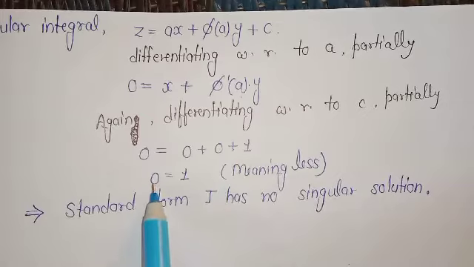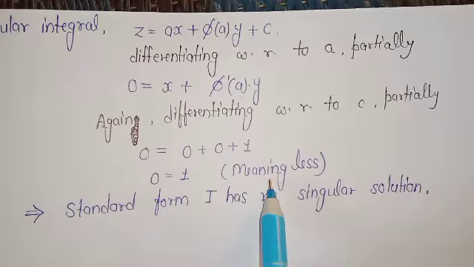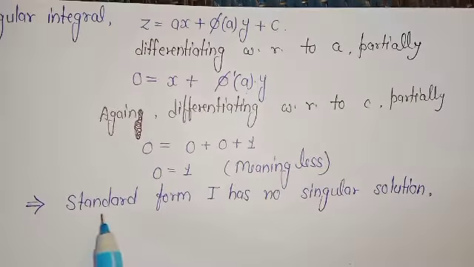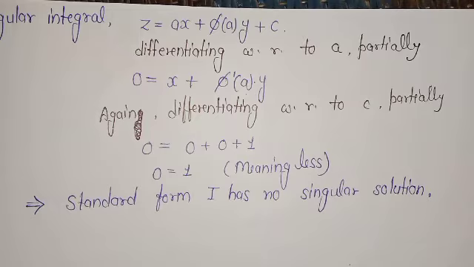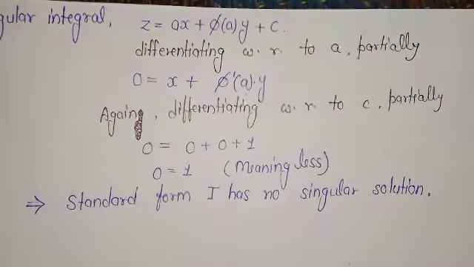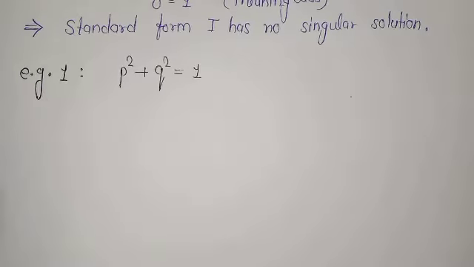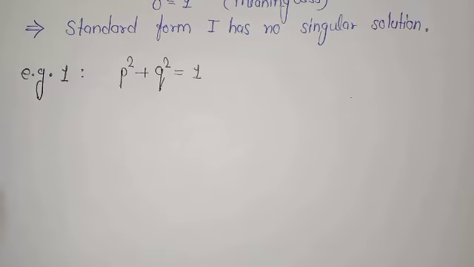So what are we getting? 0 equal to 1, which is meaningless. This is not possible ever. So standard form 1 has no singular solution. Now I will take 2 to 3 examples to show what the actual method of the standard form is. In our examination, generally the general solution is asked, so you have to remember only the general solution.